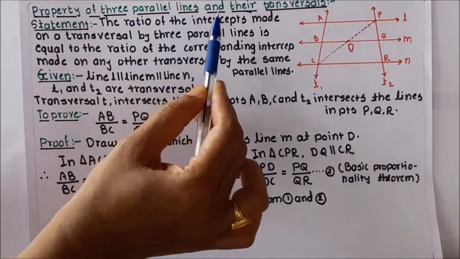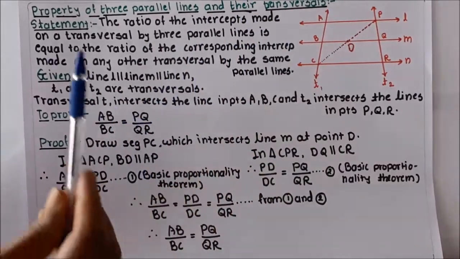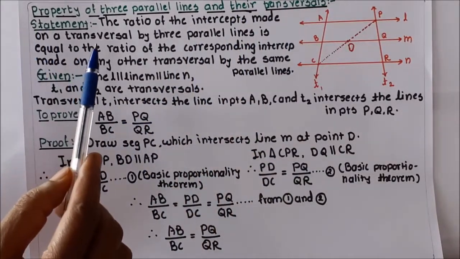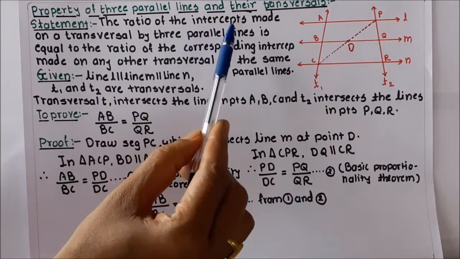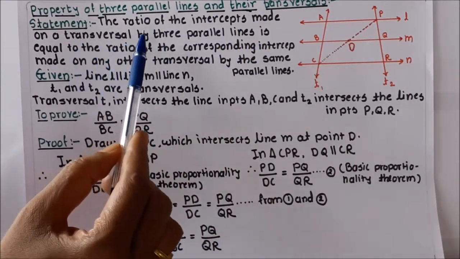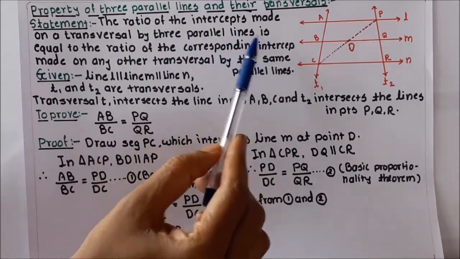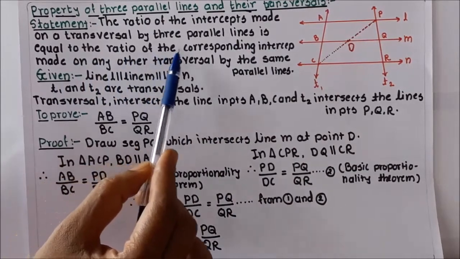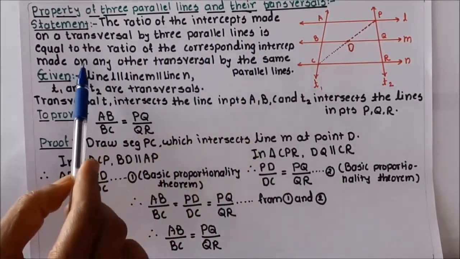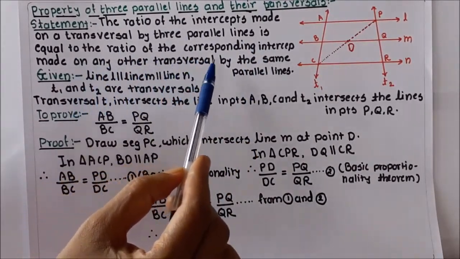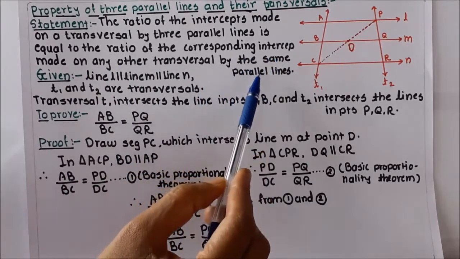Okay students, now we are going to learn the most important theorem of this lesson, that is the property of three parallel lines and their transversal. Now here at first we will read the statement. The ratio of the intercepts made on the transversal by three parallel lines is equal to the ratio of the corresponding intercepts made on any other transversal by the same parallel lines.